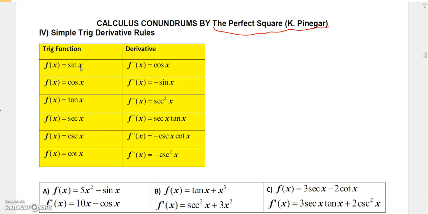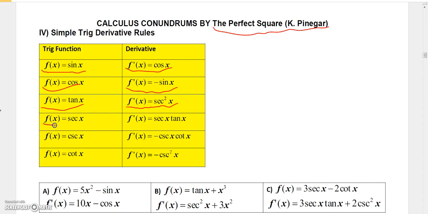So the first rule we're going to look at is the rule for the derivative of sine x. The derivative of sine x is simply cosine x. And then the second rule is the derivative of cosine x. The derivative of that is just minus sine x. And the derivative of tangent x is secant squared of x. And that's just secant x quantity squared.